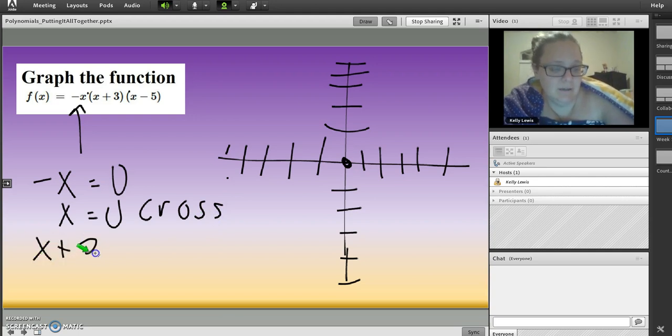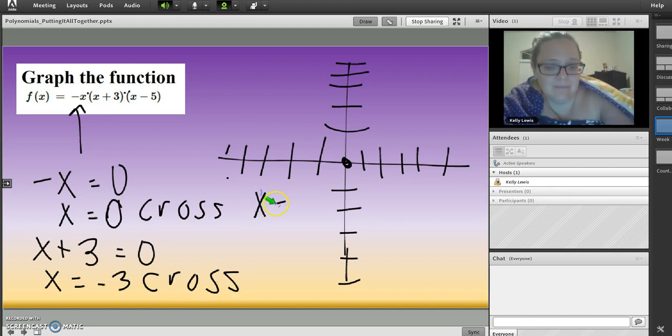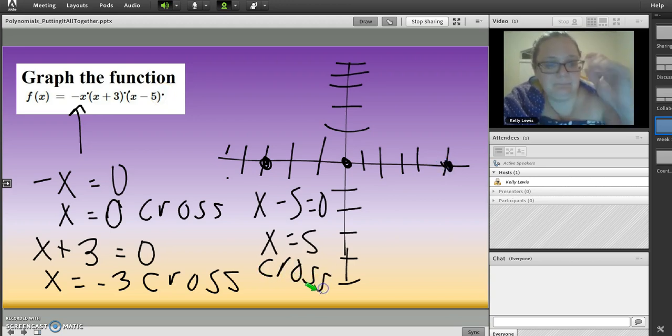x plus 3 equals 0, so we get x equals negative 3. There's no exponent right there, so that means there's an invisible 1, so it will cross. And then we have x minus 5 equals 0, so we get x equals 5 right here. And there's no exponent, so it's odd. There's an invisible 1, so it will cross.